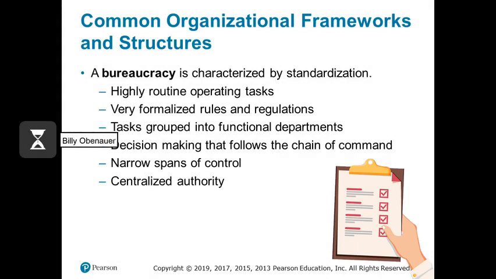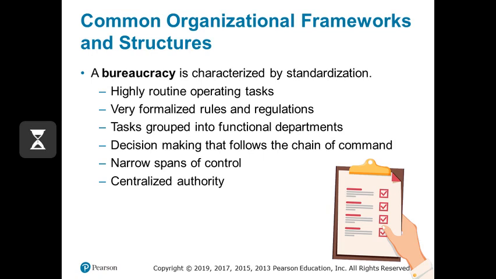Now, as organizations grow, we often see them transition into something called the bureaucracy. All right. And bureaucracy is a word that you may have heard before as people complain about their jobs and talk about the bureaucracy of where they work. But the reality is that bureaucracy is just a term that is used to describe the structure of our organization. And a bureaucracy is characterized by standardization.